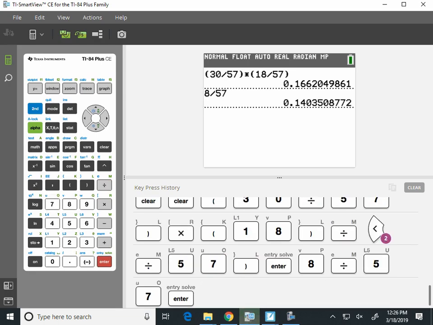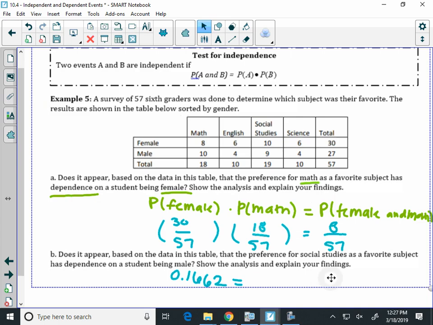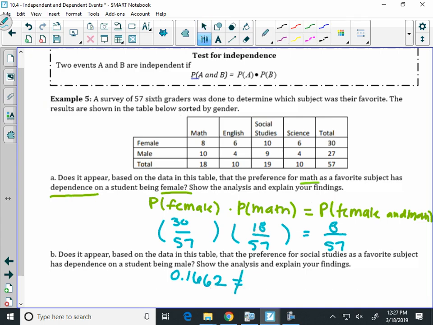Did we get the exact same decimal? No. This one we got 0.1404. It does not equal what we got before. We did not get the exact same decimal. So are these independent or dependent of each other?